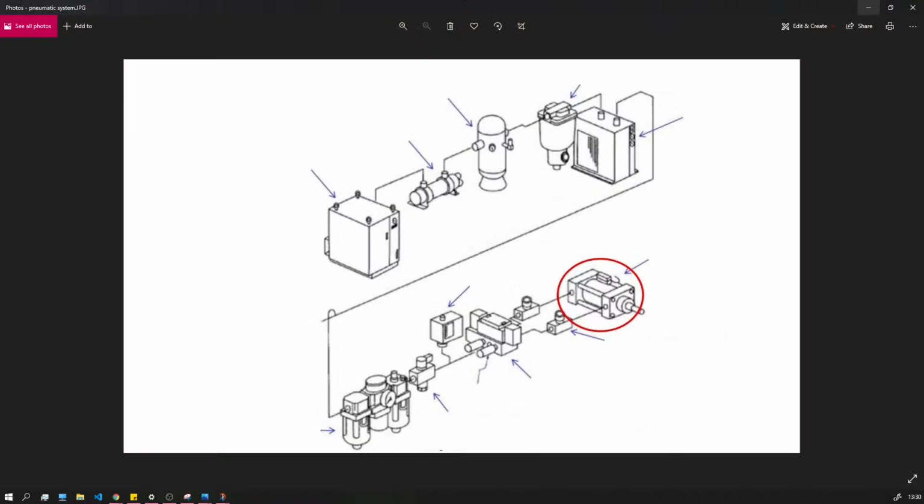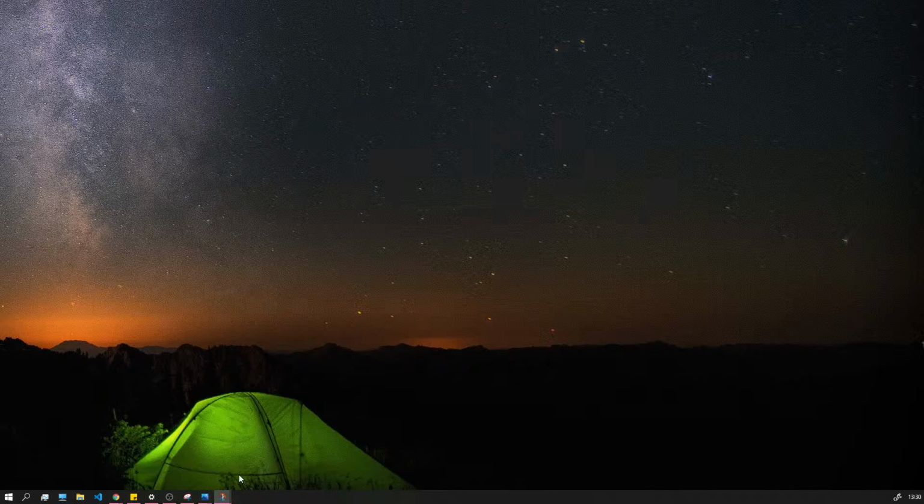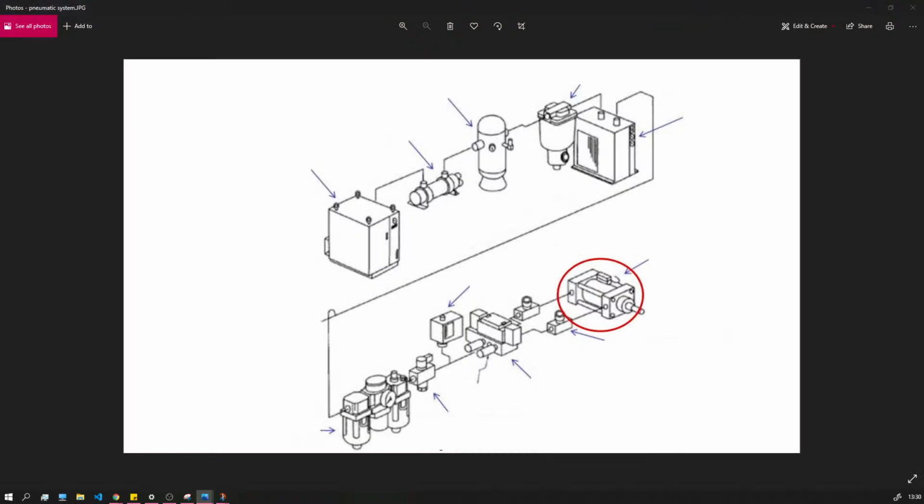Now let's compare that to the hydraulic system. No, that's the same. Well, wait. Still the same picture.